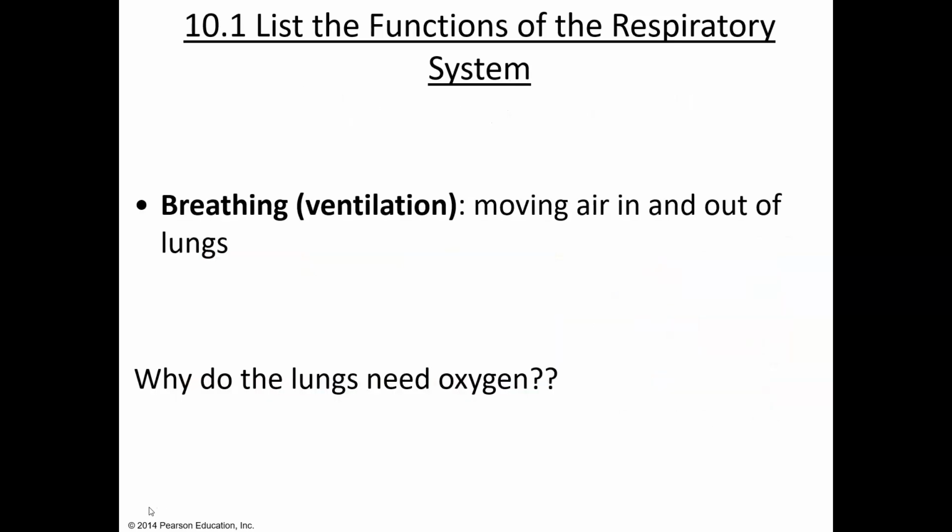So section 10.1, we're going to list the functions of the respiratory system. And pretty much there's one big function, and that is breathing. You also can hear breathing called ventilation. So moving air in and out of the lungs. So breathing or ventilation, moving air in and out of the lungs.